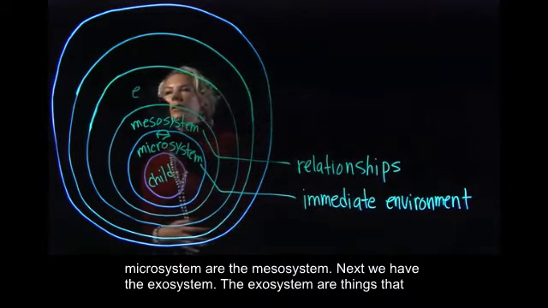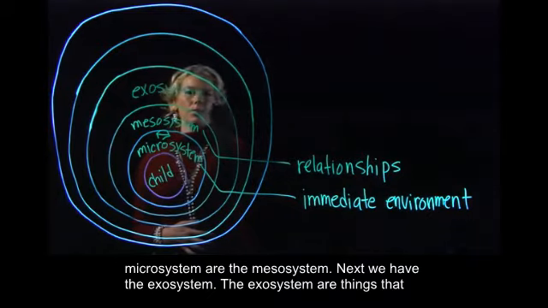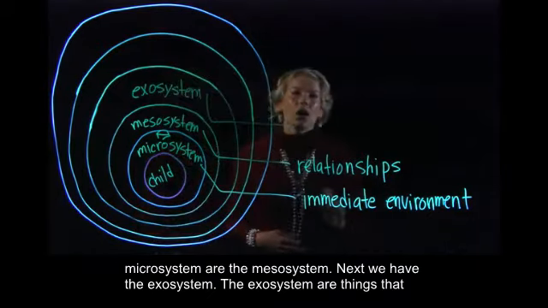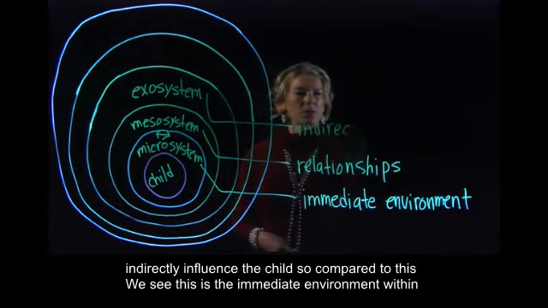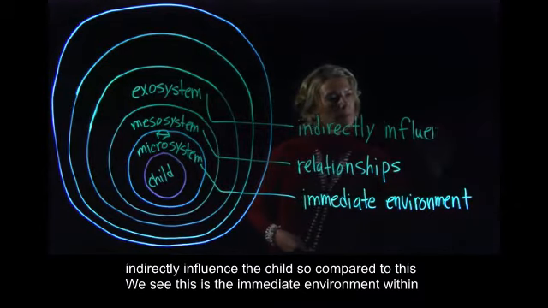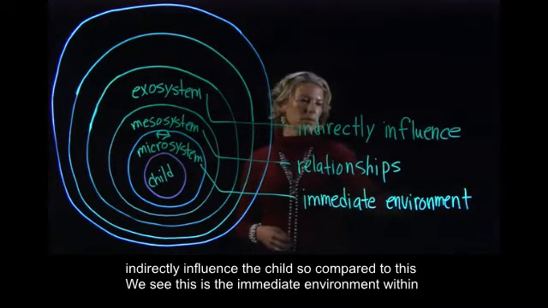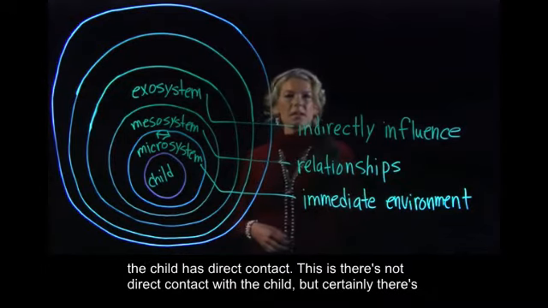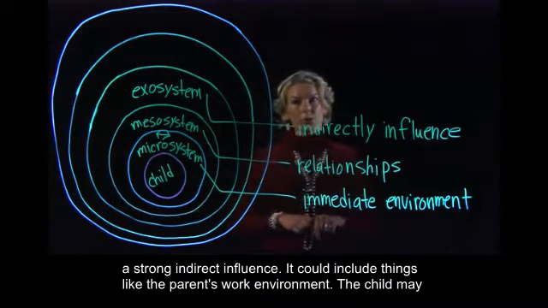Next, we have the exosystem. The exosystem are things that indirectly influence the child. So, compared to the microsystem, which is the immediate environment with whom the child has direct contact, there's not direct contact with the child here, but certainly there's a strong indirect influence.